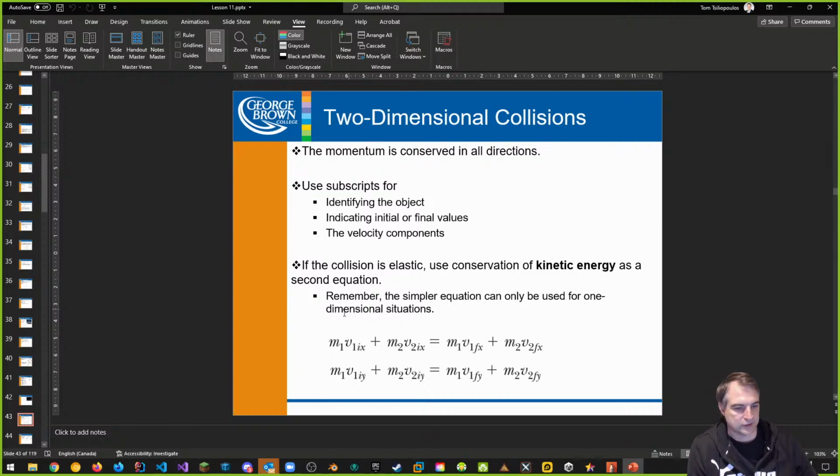And we can use these simple ideas where we have M1V1, that's momentum, plus M2V2 is equal to M1V1 final across the x-axis plus M2V2 final across the x-axis. We can use these ideas, right? Because momentum is conserved.